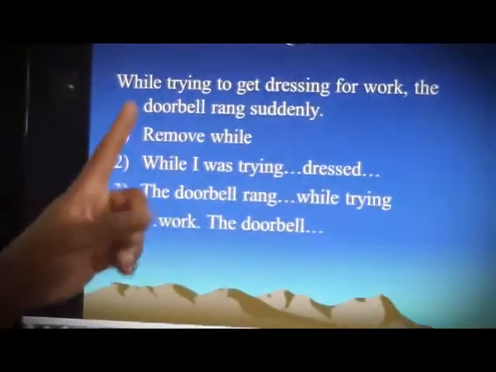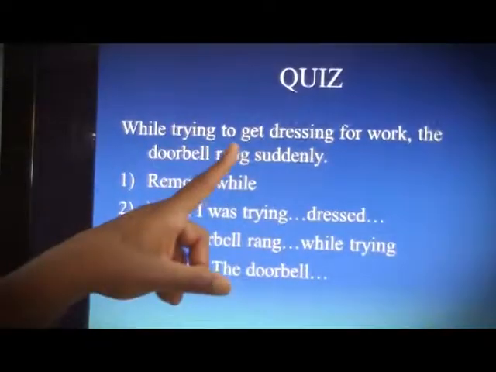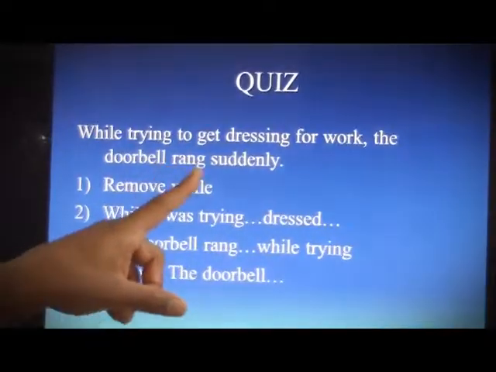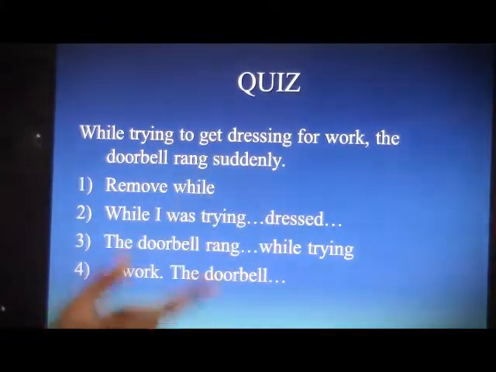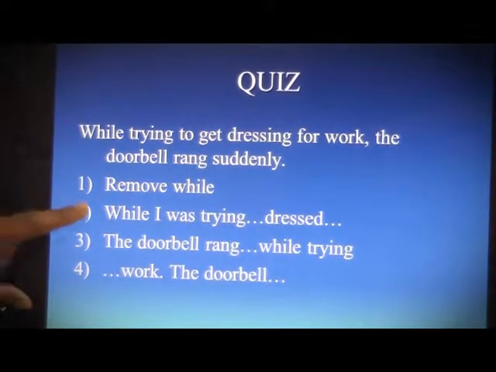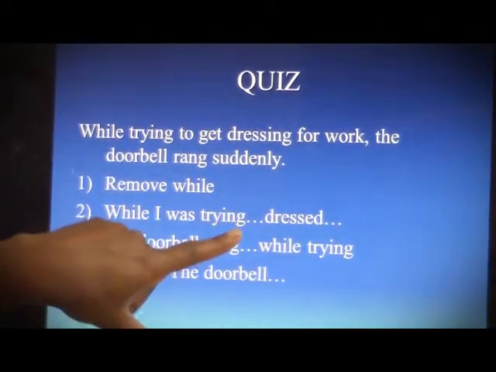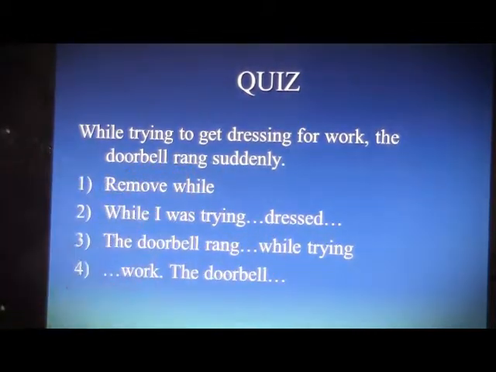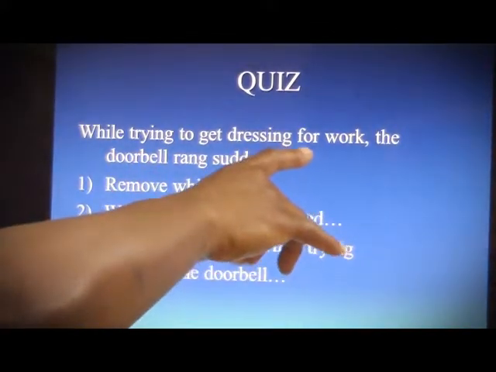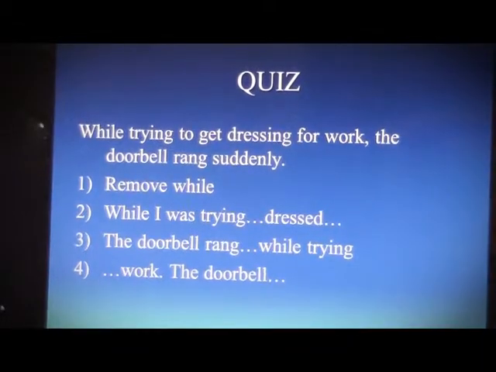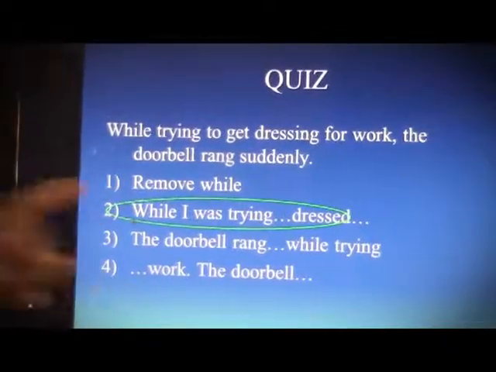One more. While trying to get dressed for work, the doorbell rang suddenly. Wait a minute. The doorbell was trying to get dressed for work? No. I was trying to get dressed for work. So I think the answer is, while I was trying to get dressed for work, the doorbell suddenly rang. That makes a lot more sense. The doorbell didn't ring while it was trying to get ready for work. I was trying to get ready for work. And you're correct again, and so was I.